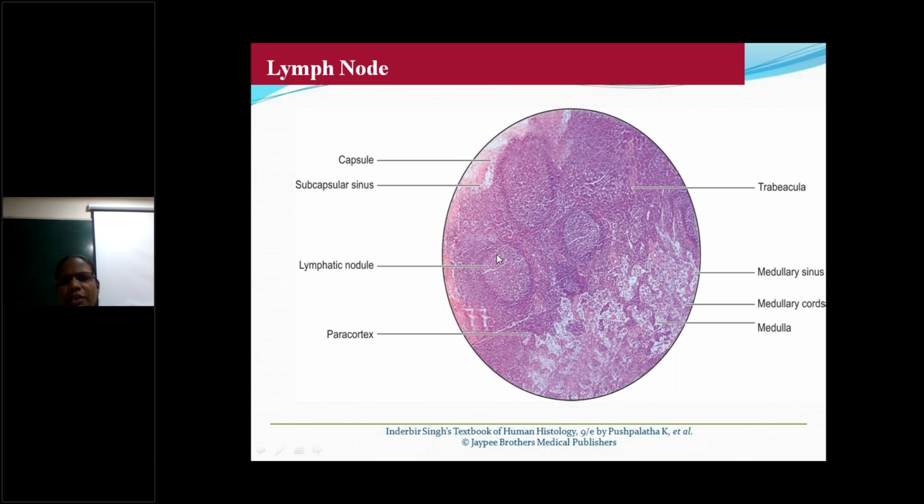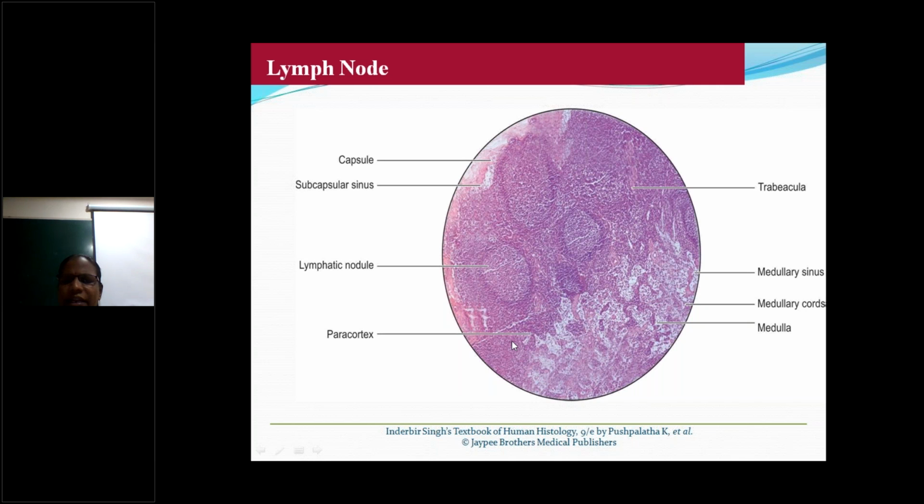So that is about the cortex region. The lowermost part, we call the medulla. Between the cortex and medulla, a small light part is present. This part we call the paracortex. This paracortex contains only T lymphocytes.